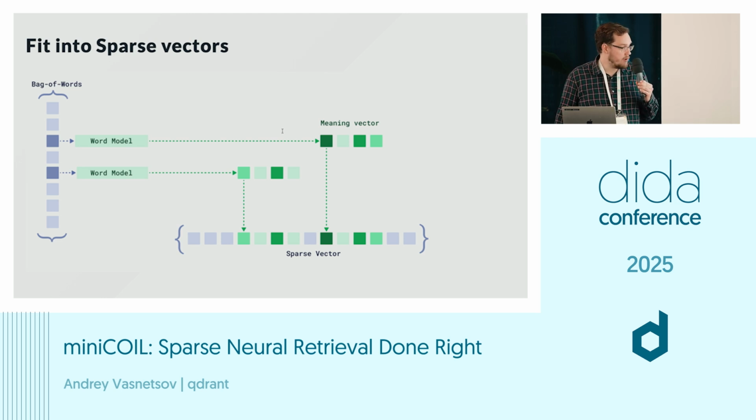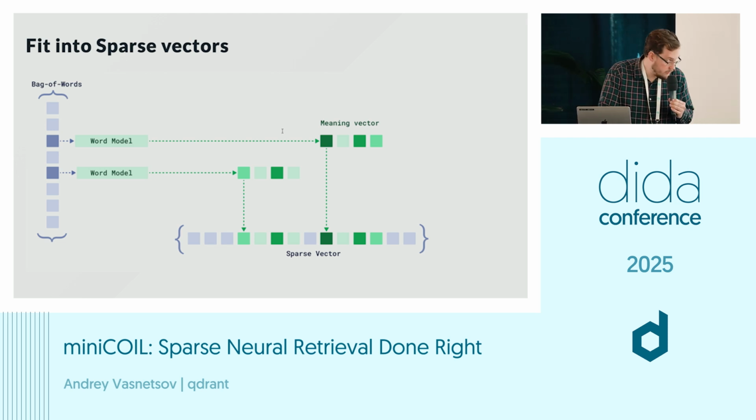It's still a sparse vector. We can still use the traditional inverted index to search through the space, and we can even quantize and compress it if we want to go even further. So we can have like 4 bytes per word in this scenario, which is very nice.